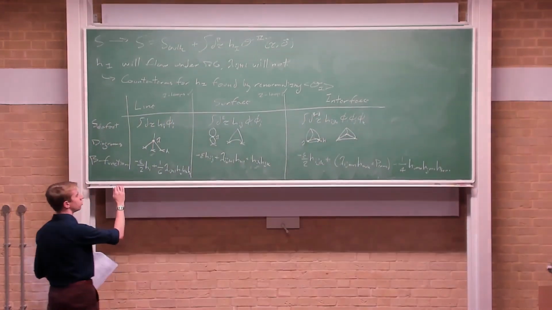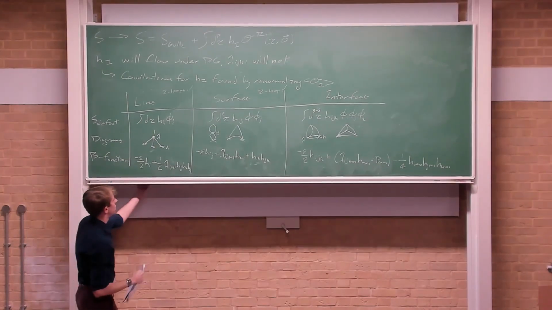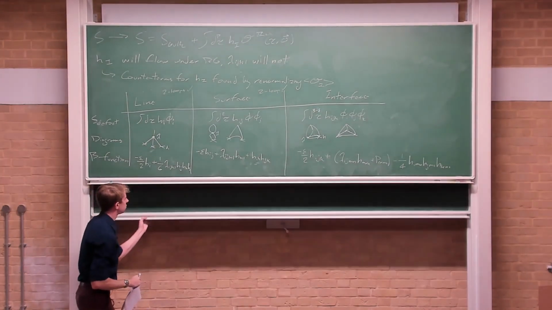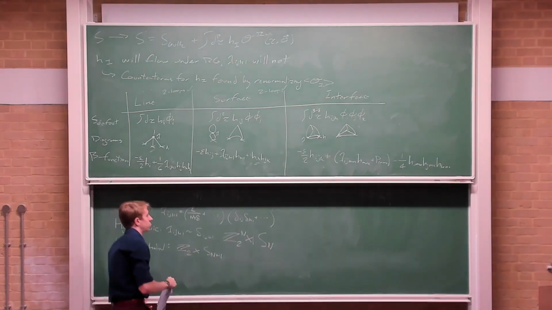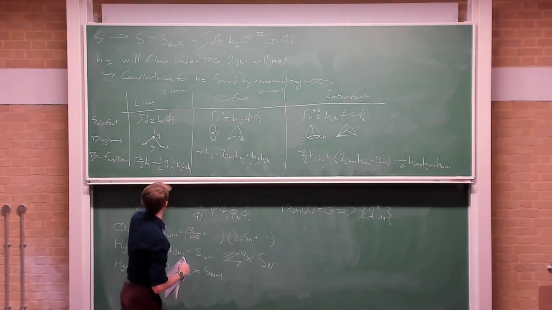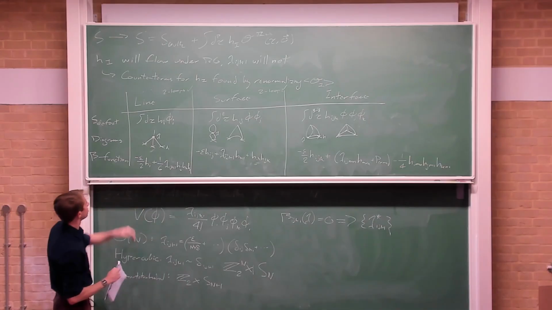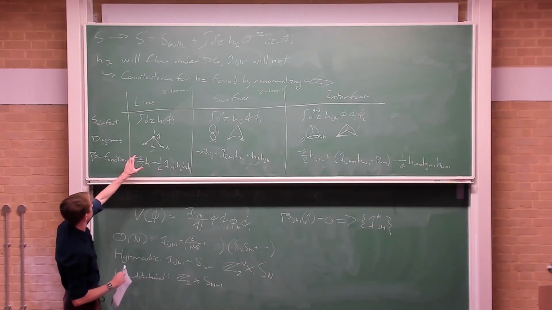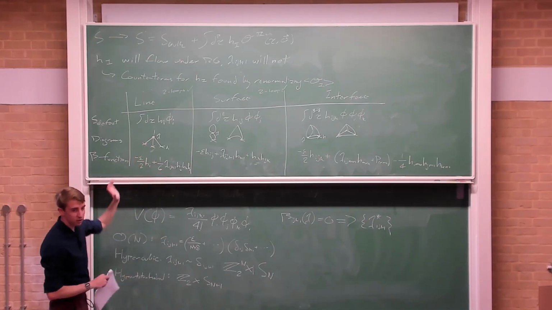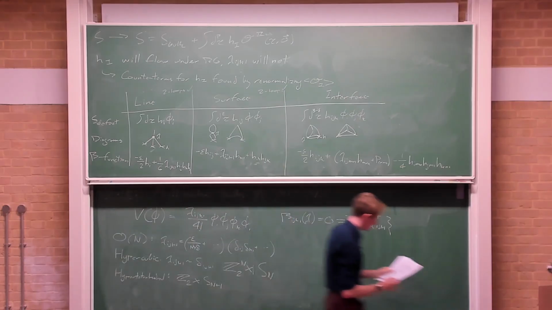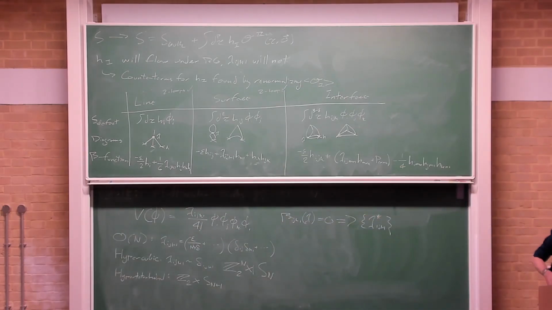And if you want to include fermions, basically the only thing you have to do if you have Weyl fermions is to include the wave function renormalization term associated with phi. So it's very easy to include fermions, but I don't want to get distracted by that.